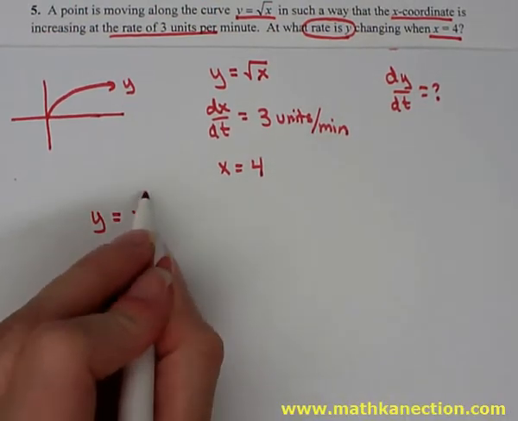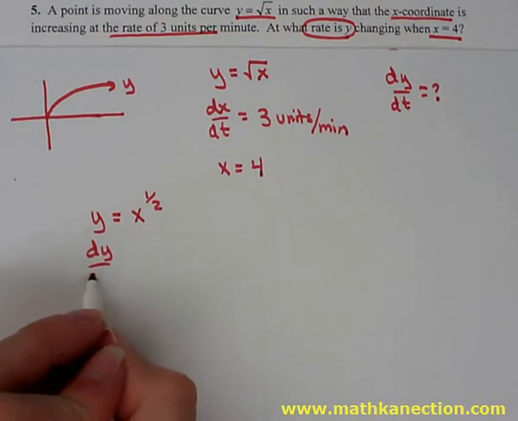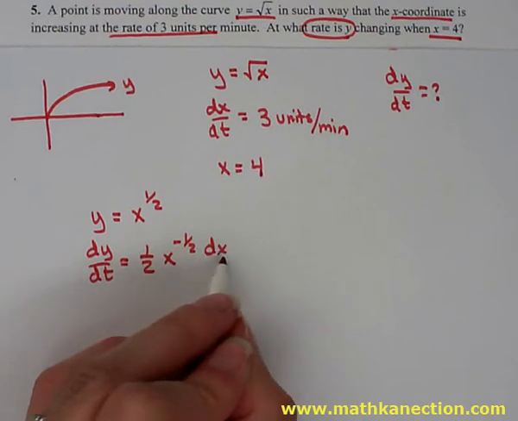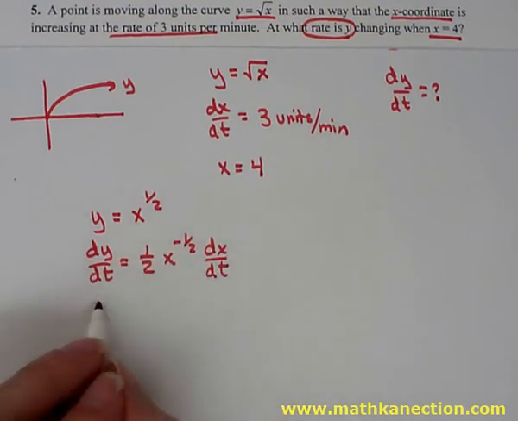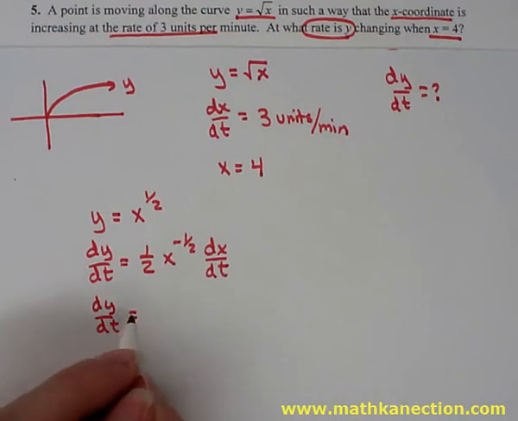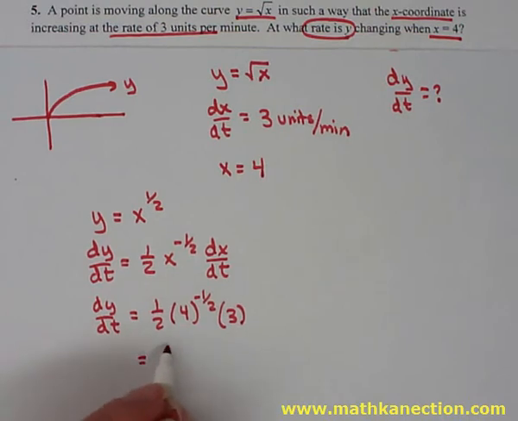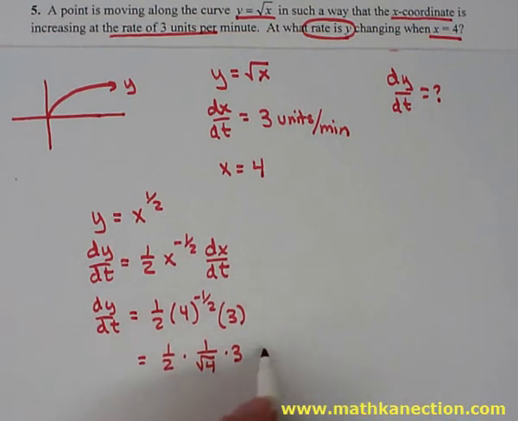The given equation was y is equal to square root of x, so rewriting that as x to the 1/2. Deriving y with respect to time, we get 1/2 x to the negative 1/2 dx dt. Replacing in our given values, we'll get dy dt is equal to 1/2 times 4 to the negative 1/2 times 3. So we have 1/2, and then 4 to the negative 1/2 is 1 over the square root of 4. Then simplifying that, square root of 4 is just 2, so 1/2 times 1/2 will make a fourth, so we have 3/4. Y is being measured in just units, and t is being measured in minutes, so we have 3/4 units per minute.